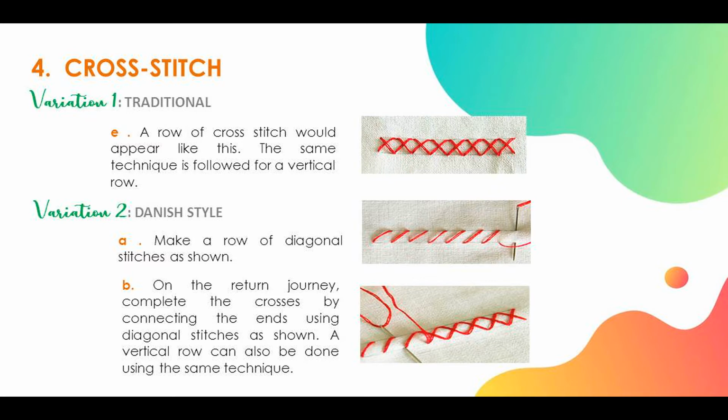Variation 2, Danish style. A. Make a row of diagonal stitches as shown. B. On the return journey, complete the crosses by connecting the ends using diagonal stitches as shown. A vertical row can also be done using the same technique.